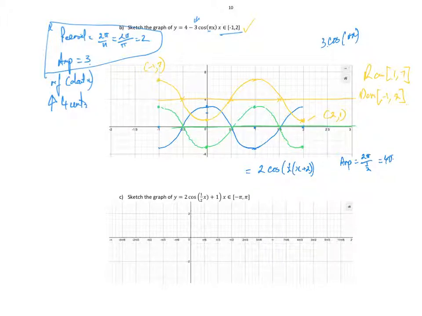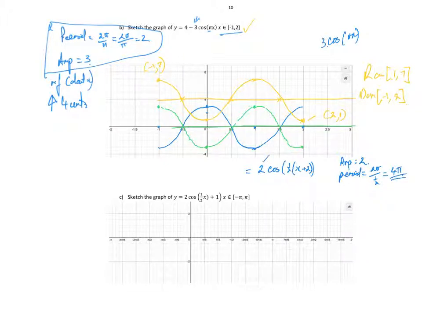Sorry. Let's just rub that out. The period is 4 pi. So let's stay with the amplitude, Mr. Gale. Amplitude is clearly 2. The period is 2 pi on n, which is 4 pi. That's better.